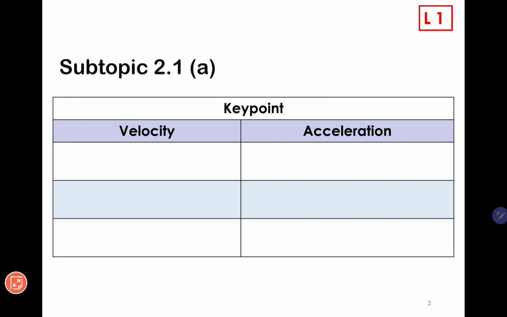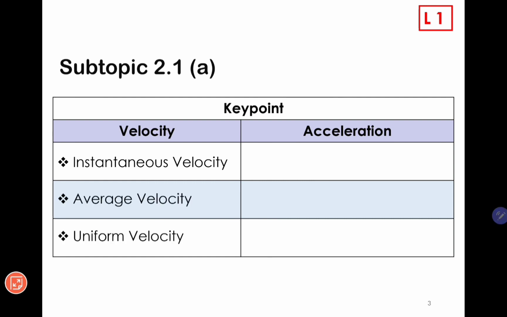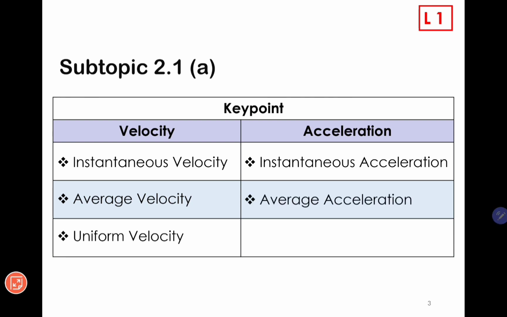Three different items used here for velocity and acceleration, which is instantaneous velocity, average velocity, uniform velocity. Still the same for the acceleration. We are discussing about instantaneous acceleration, average acceleration, and uniform acceleration. So what is the difference between instantaneous, average, and uniform? We need to understand this very well. Okay, so let's start by the instantaneous velocity.